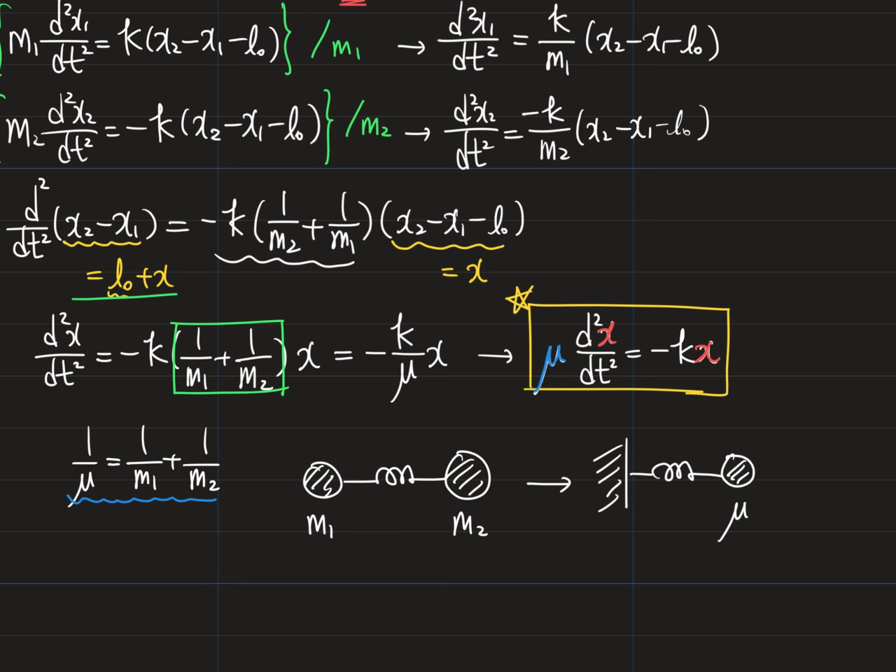So we reduce the two-body problem to a one-body problem, which is much easier to solve. And we already solved this type of general differential equation, right? So this is the starting point of discussing the harmonic oscillator.